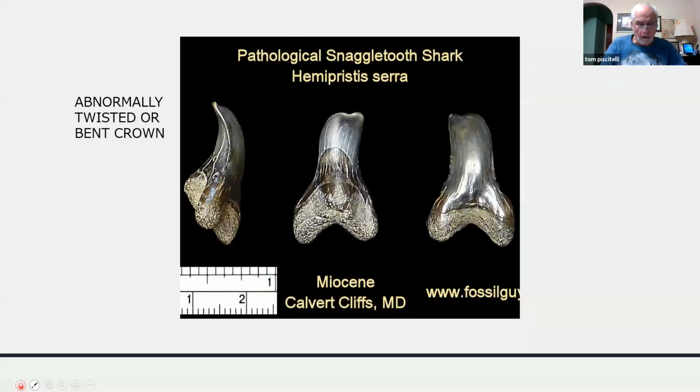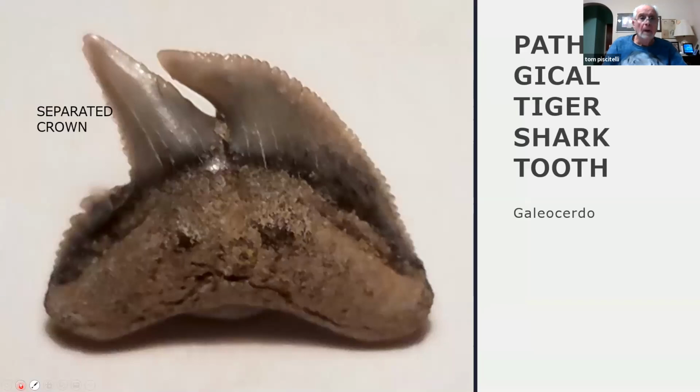The crown of the tooth may be twisted or abnormally bent, as you see in this snaggletooth shark. We've seen pictures of regular snaggletooth sharks earlier, but here you can see how twisted the crown is. Next picture, please. We've seen the tiger shark tooth before. This tiger shark, a normal crown, wouldn't have these separated spaces. So a little tooth of a tiger shark. Next picture, please.